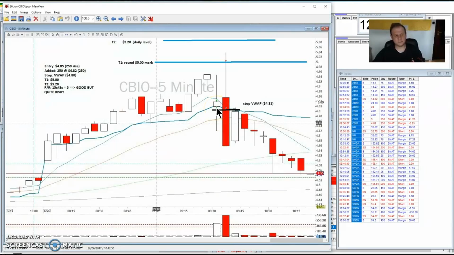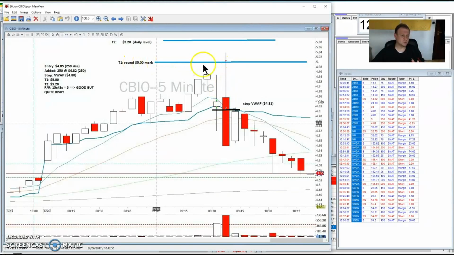Now the VWAP doesn't really make much of a difference. It does play a role, but not a big role in these low float momentum stocks, especially when they have news or if they're running. Everything goes out the window, any support and resistance that stocks usually adhere to. Sometimes in these low float momentum stocks, it just goes out the window. So I added to this position. I had a position of 500 shares. Had a bit of a nice crack.